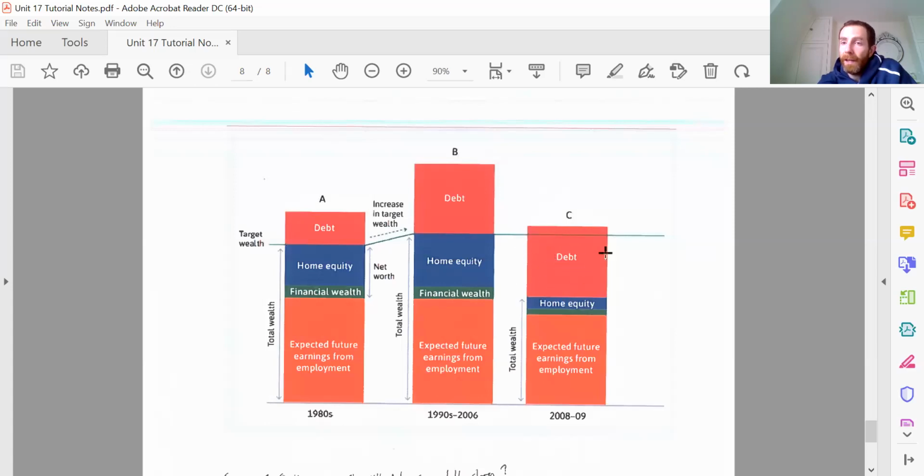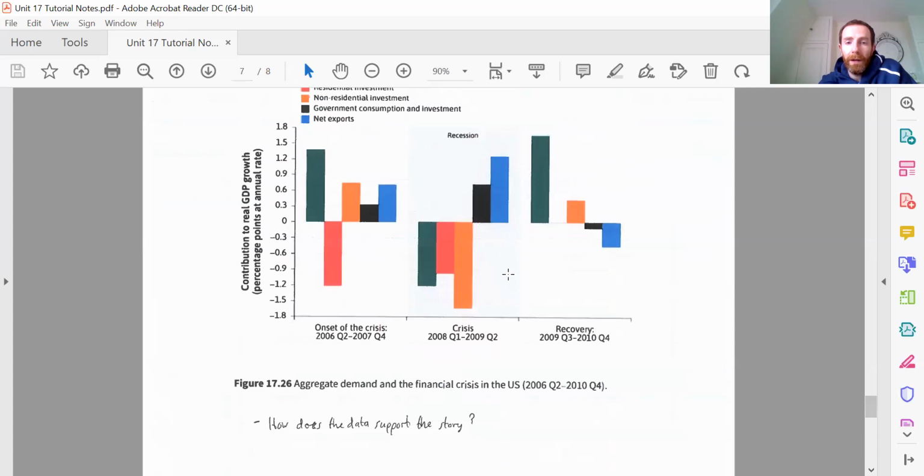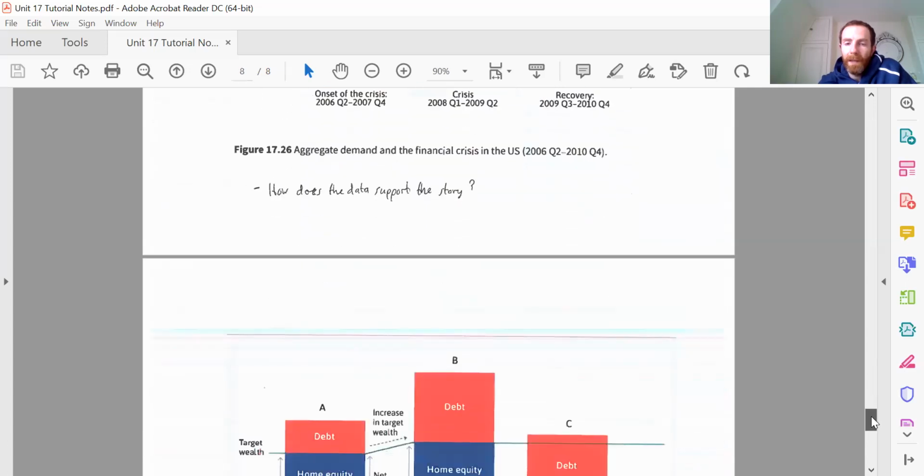And so this would indicate that the average household is now going to try and recover that wealth by decreasing consumption and saving. And that matches up quite well with what we saw here. We see consumption go negative, a decrease, and that matches up with those two pictures.